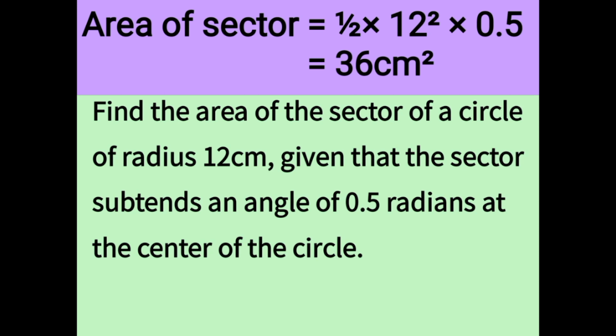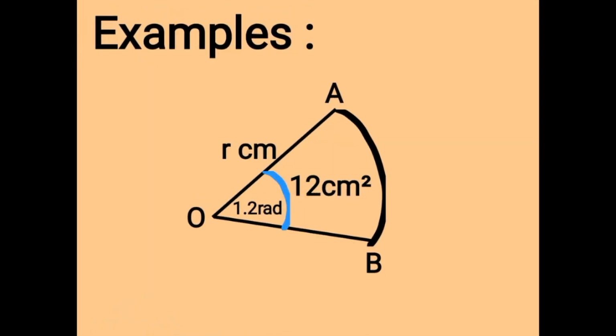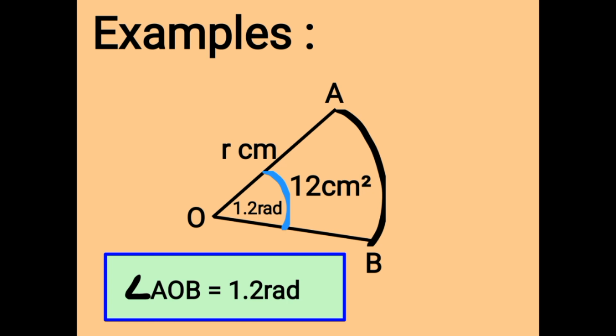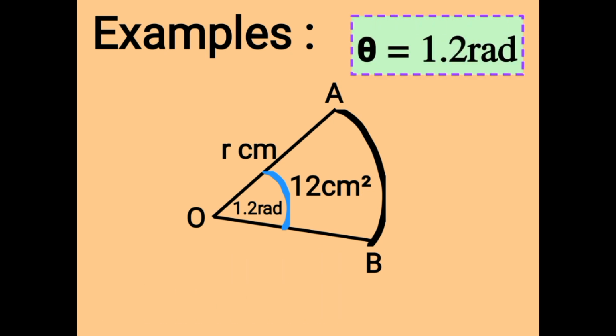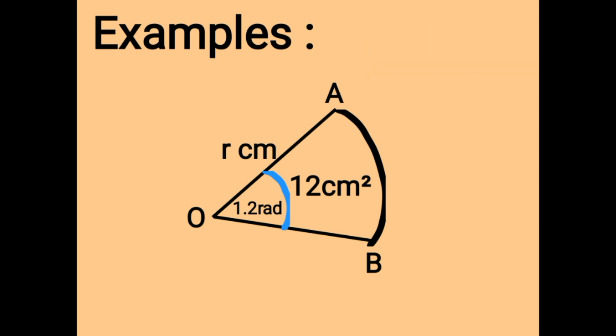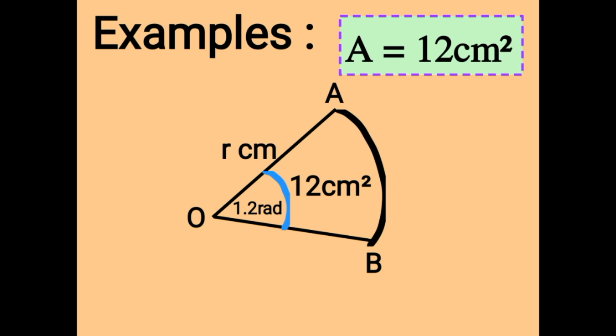Now, let's take a look at a few more examples. The sector of a circle AOB has an area of 12 centimeters squared and the angle AOB is 1.2 radians. Find the value of r. Given that the angle subtended at the center of the circle by the sector AOB is 1.2 radians, theta equals 1.2 radians. And the area of the sector AOB is 12 cm squared, so A equals 12 cm squared.